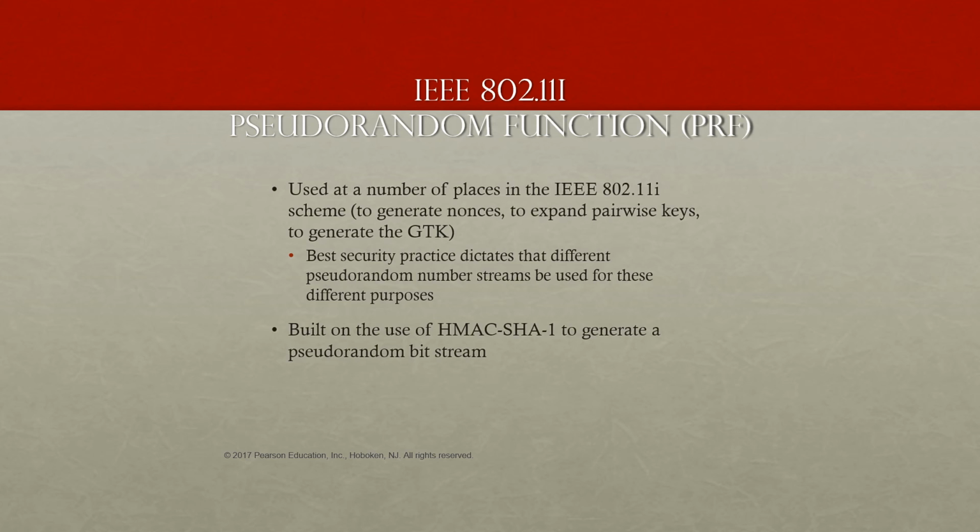The PRF is built on the use of HMAC SHA-1 to generate a pseudo-random bit stream. Recall that HMAC SHA-1 takes a message, block of data, and a key of length at least 160 bits and produces a 160-bit hash value. SHA-1 has the property that the change of a single bit of the input produces a new hash value with no apparent connection to the preceding hash value. This property is the basis for pseudo-random number generation.